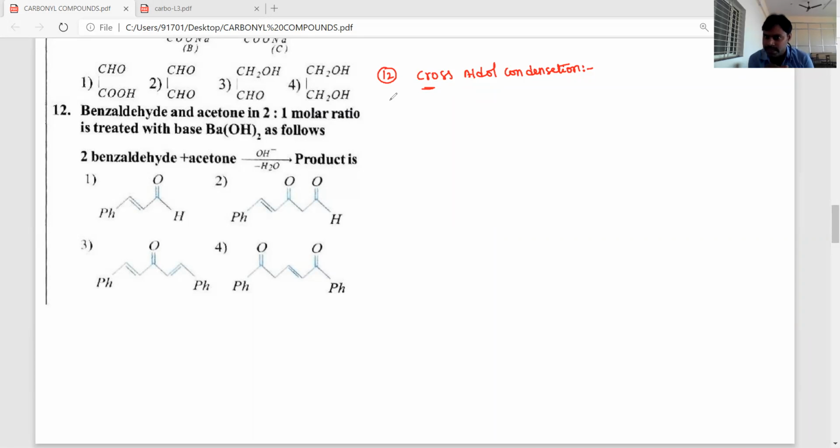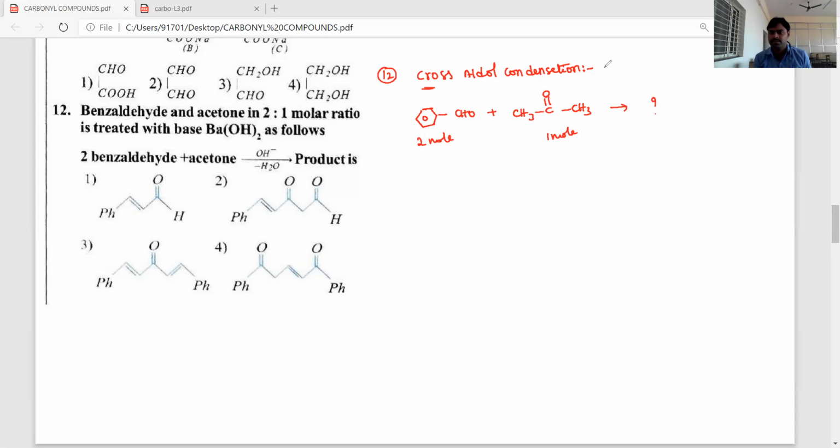One aromatic aldehyde, benzaldehyde, and another aldehyde or ketone containing alpha hydrogens are present. Then one product forms as the major product, also called the cross aldol product. So here they gave benzaldehyde, CHO, which reacts with acetone, CH3 C double bond O CH3. This is 2 moles, and this is 1 mole. What is the major product they asked?